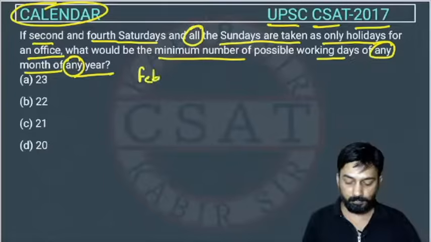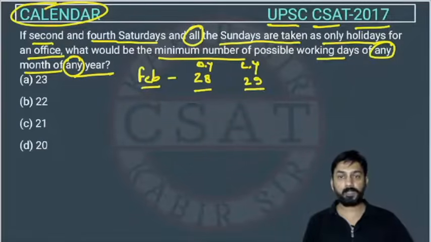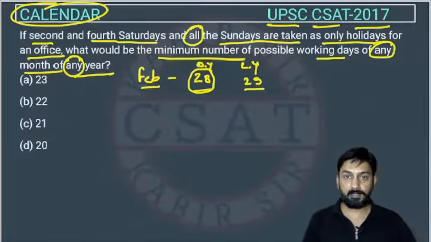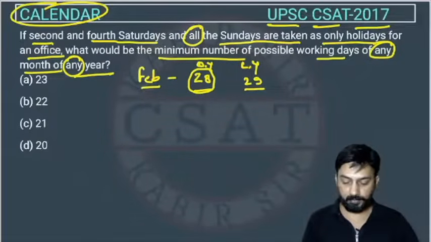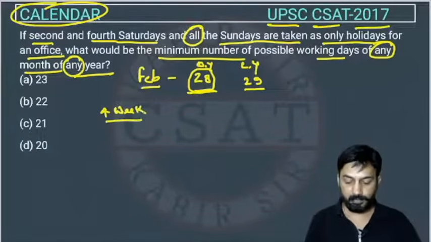We know if it's a leap year, then we have 29 days, and if this is an ordinary year, then we have 28 days, because we have to consider the minimum working days. So we will take 28 days. If the days are less, then the working days will also be less. So let's take 28 days. Out of these 28 days, how many weeks are there? If you divide it by 7, you get 4 weeks. We have 4 weeks in 28 days.